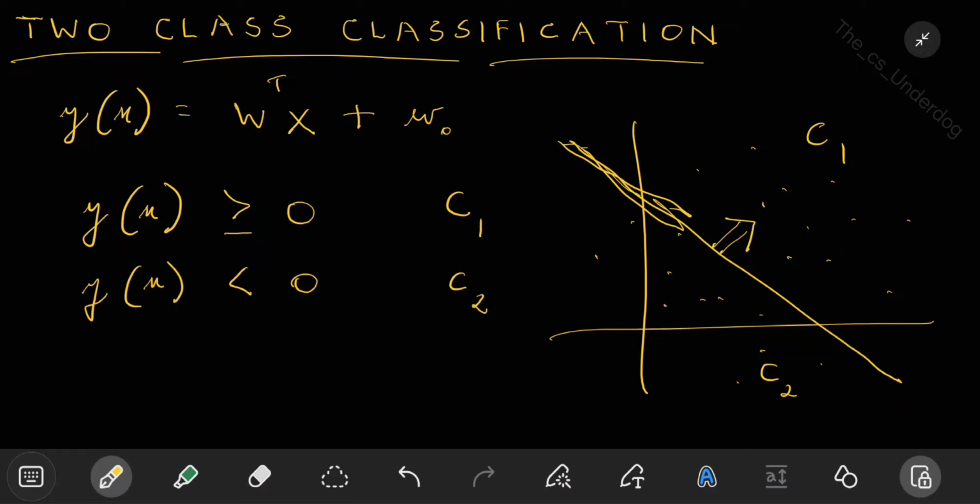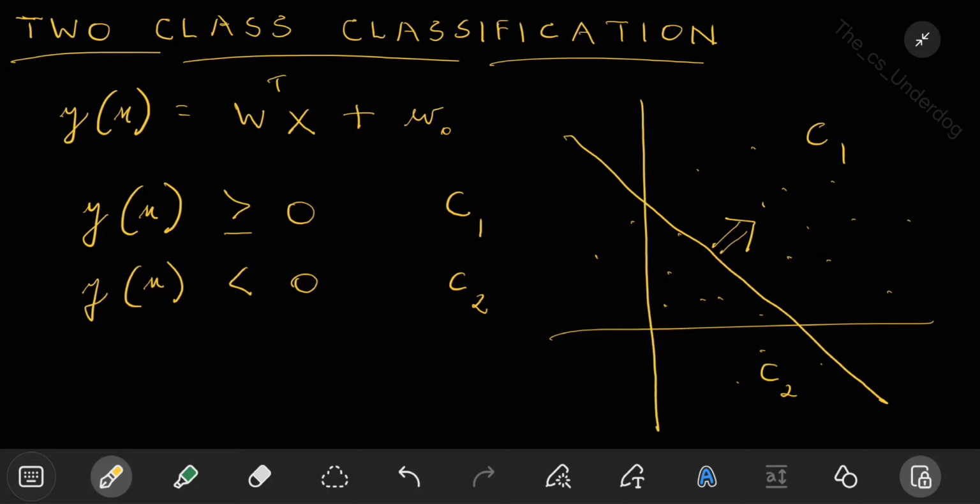Okay, this is a line. So this line is the decision boundary. Here I'm considering it as a line because I'm considering a two-dimensional input space. Similar to what we learned in the previous lectures, if it is a d-dimensional input space, then your decision boundary will be a d minus 1 dimensional hyperplane. So in two-dimensional space, it is a line.